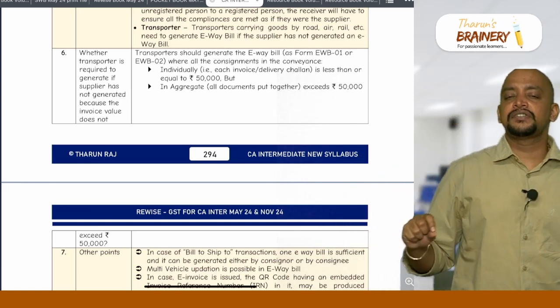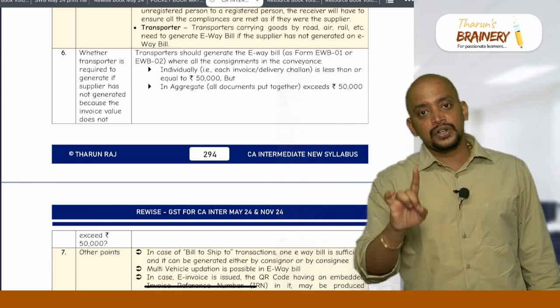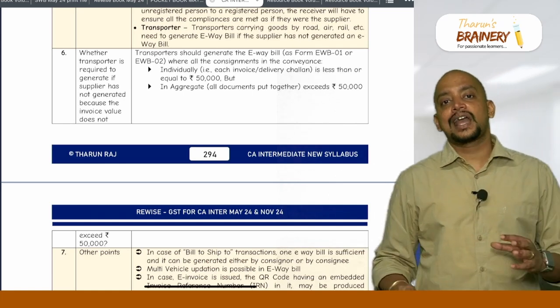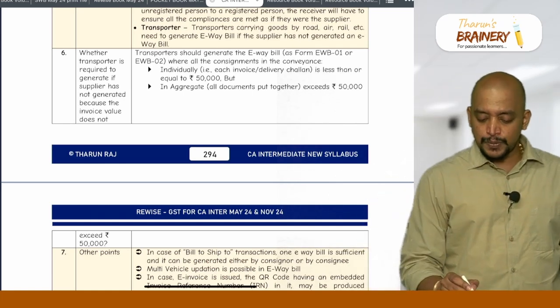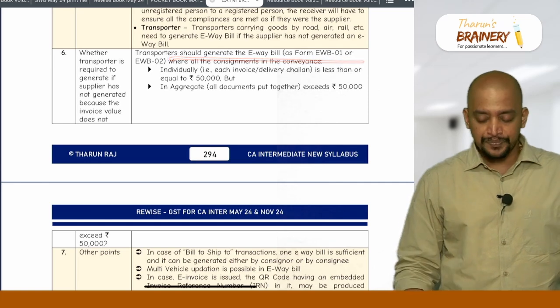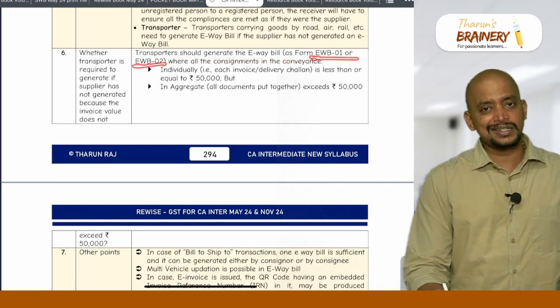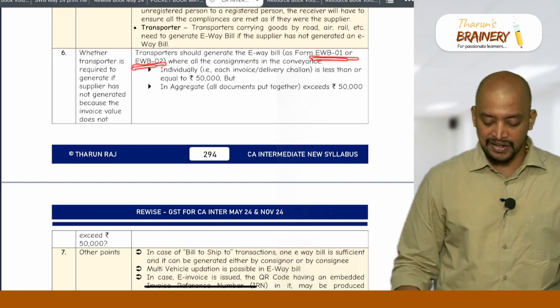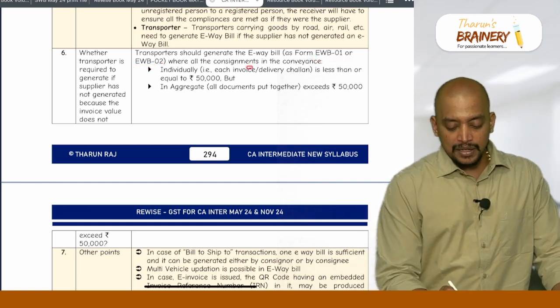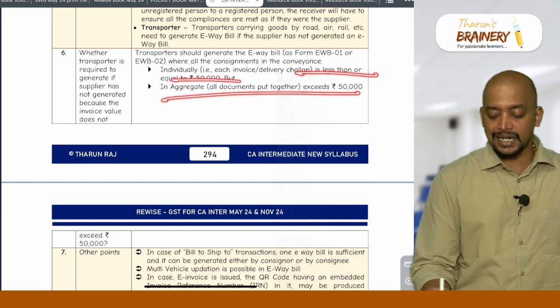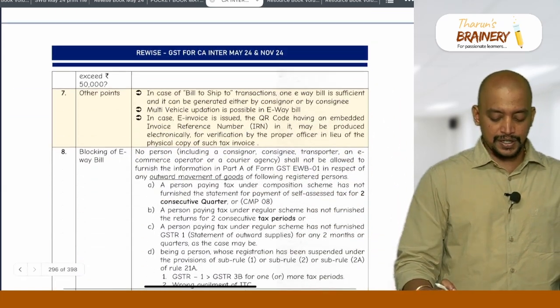That consolidated e-way bill is e-way bill 2. Individual packages, e-way bill 1. Consolidating all these packages in the single carriage, e-way bill 2. The transporter should generate the e-way bill as form EWB 1 or EWB 2. EWB 1 is a single e-way bill, EWB 2 is a consolidated e-way bill, where all the consignments in a conveyance individually are less than or equal to 50,000, but in aggregate exceed 50,000.